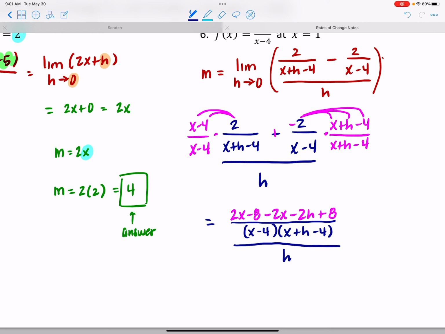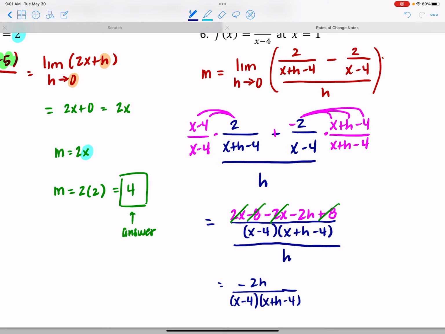Now some cleanup. 2x and negative 2x will cancel. 8 and negative 8 will cancel. So I'm left with a negative 2h over the common denominator, x minus 4, x plus h minus 4.